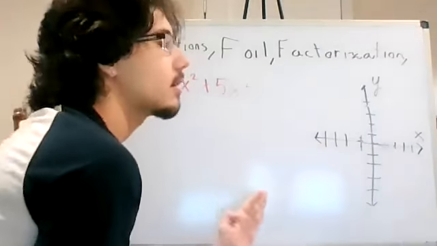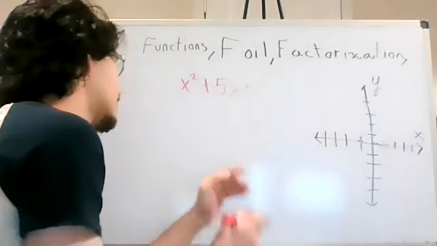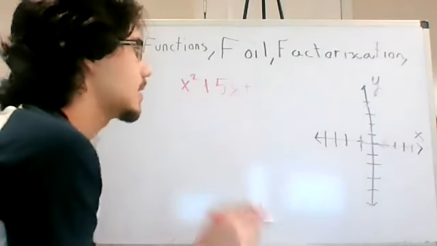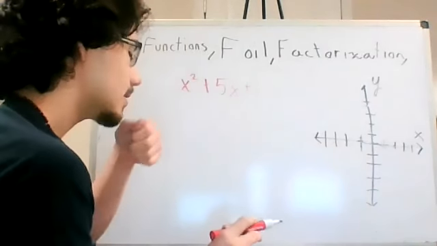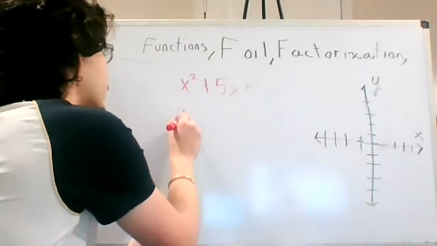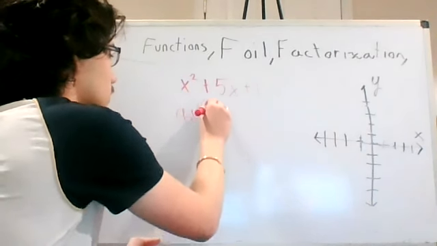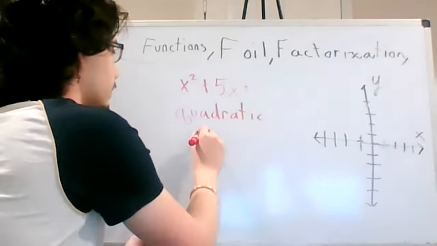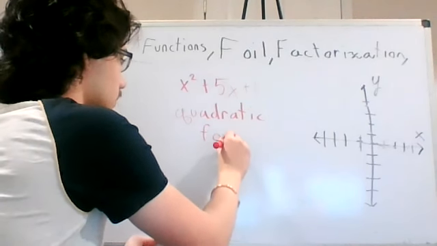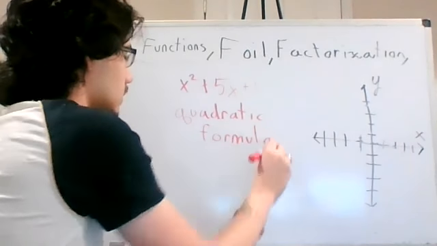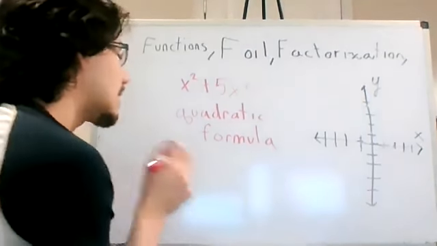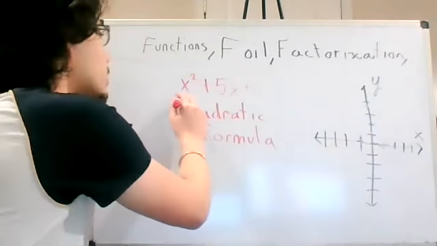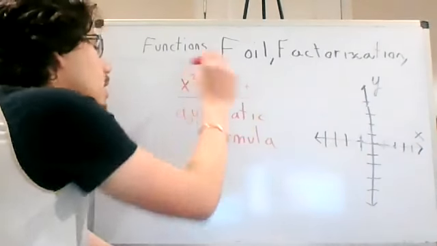But what if I were to tell you that this was a function? The problem is we can't FOIL it. But what we can do is apply a certain other method. There's a certain other method called the quadratic formula. Now, what this does is that this is a complicated formula that tells us what the zeros of a function to the power of 2 would be.